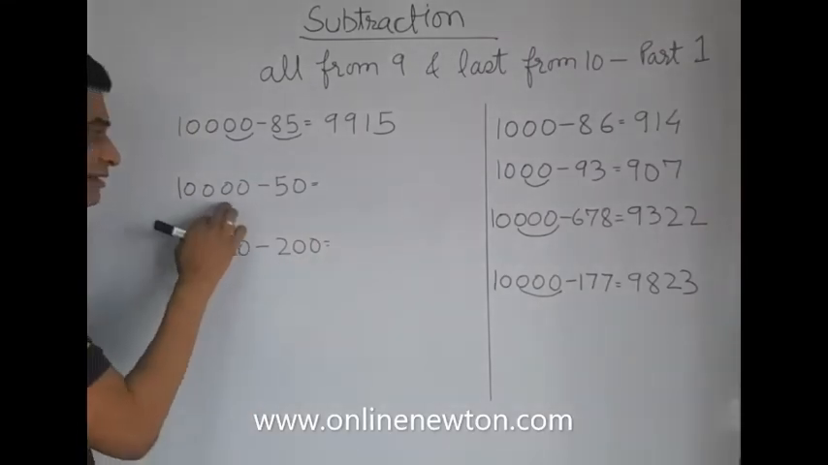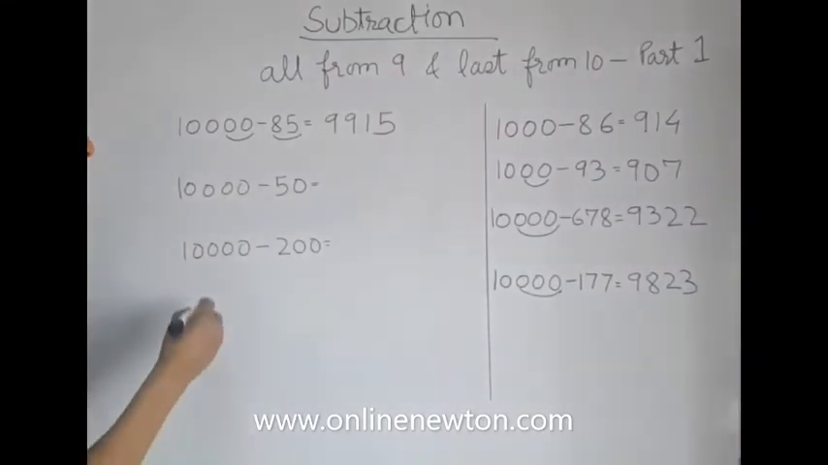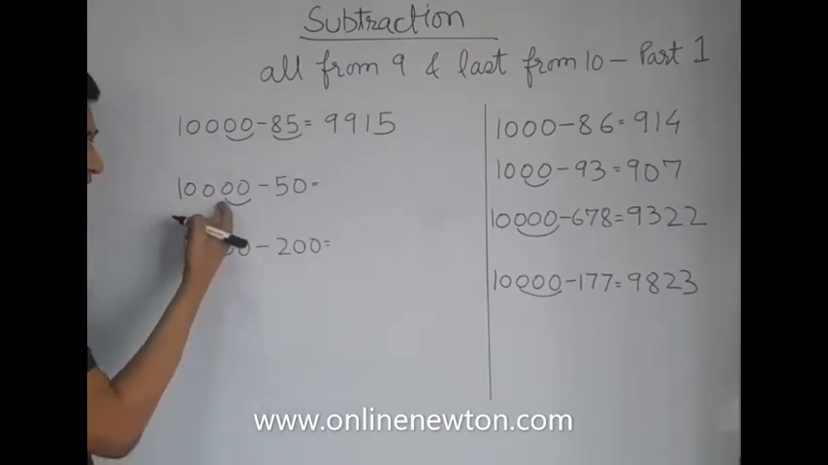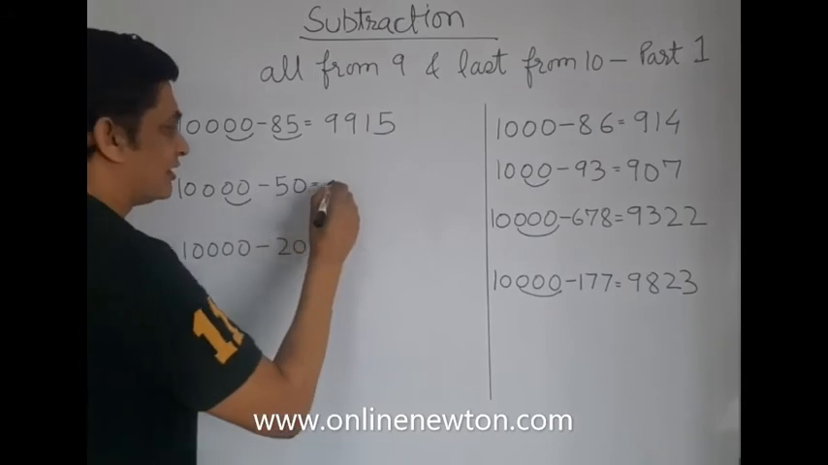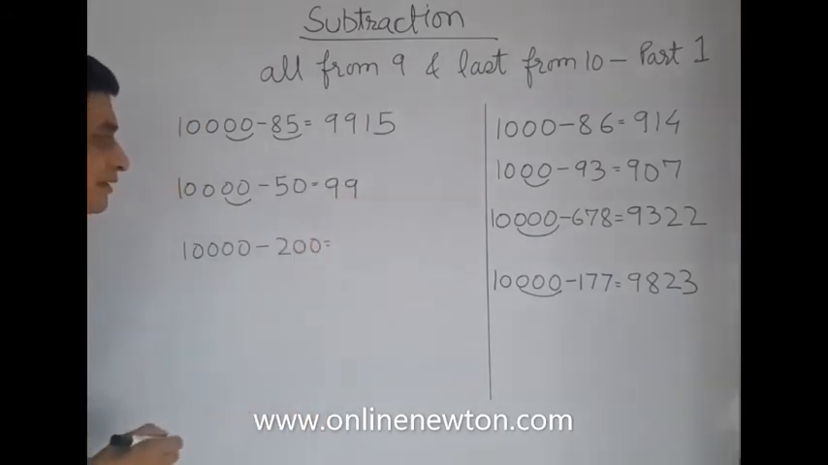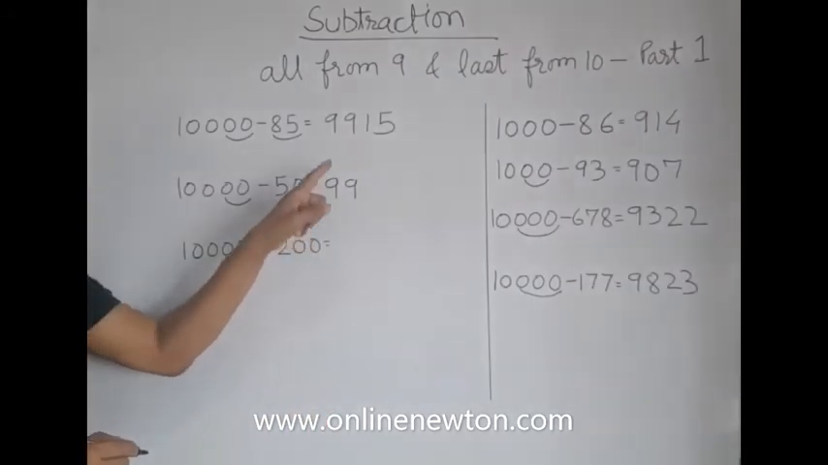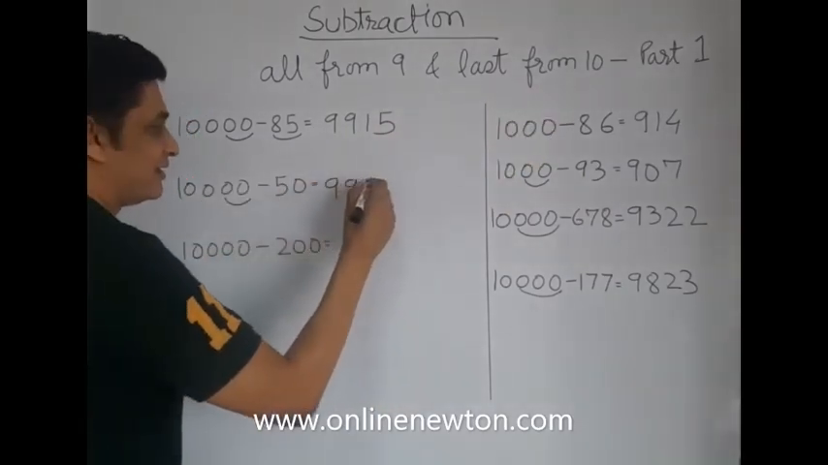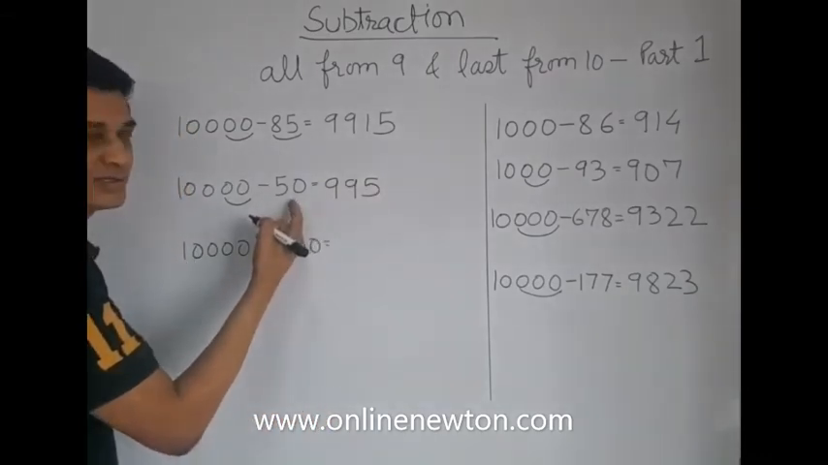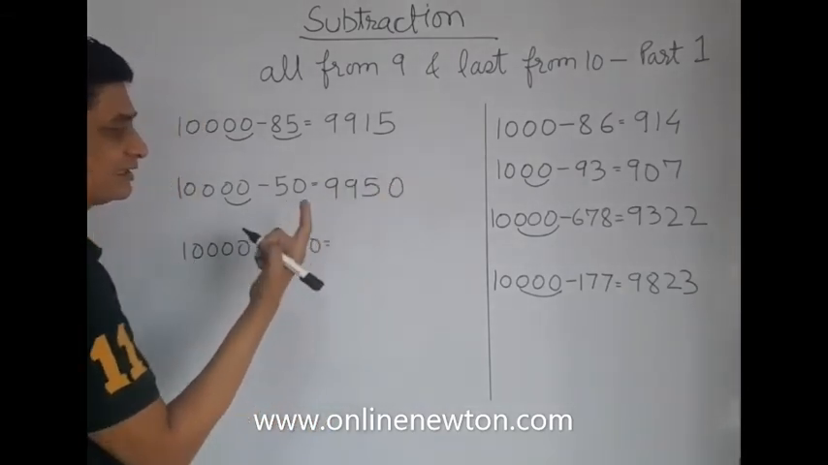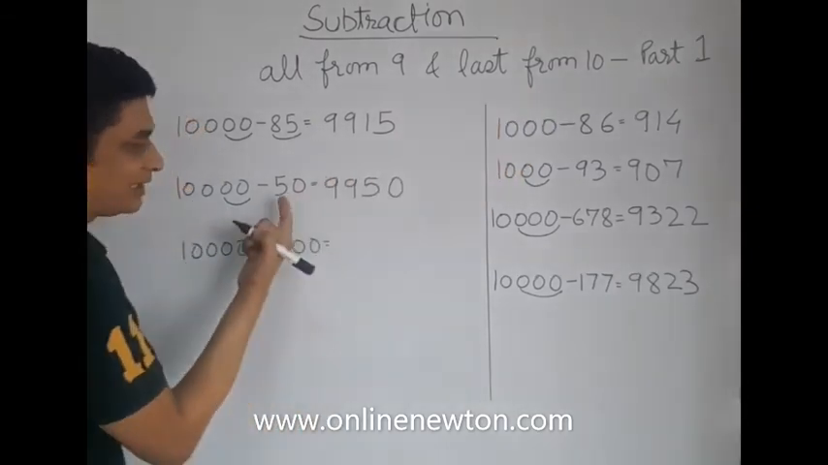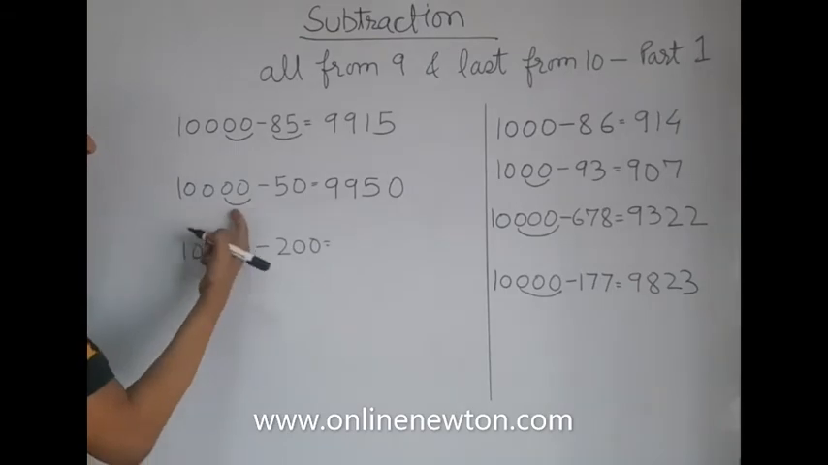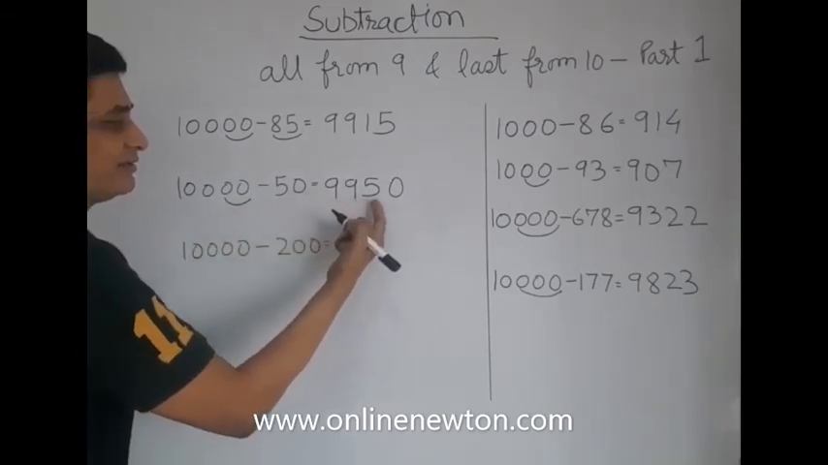One more example. 10,000 minus 50. 2 zeros. Just before zeros, there is 100. We reduce this 100 by 1. So this 100 becomes 99. Now there is a 0 here. So last from 10 is applied to 5. So 10 minus 5 is 5 and we'll put this 0 as it is, straight. So 10,000 minus 50 is 9950.